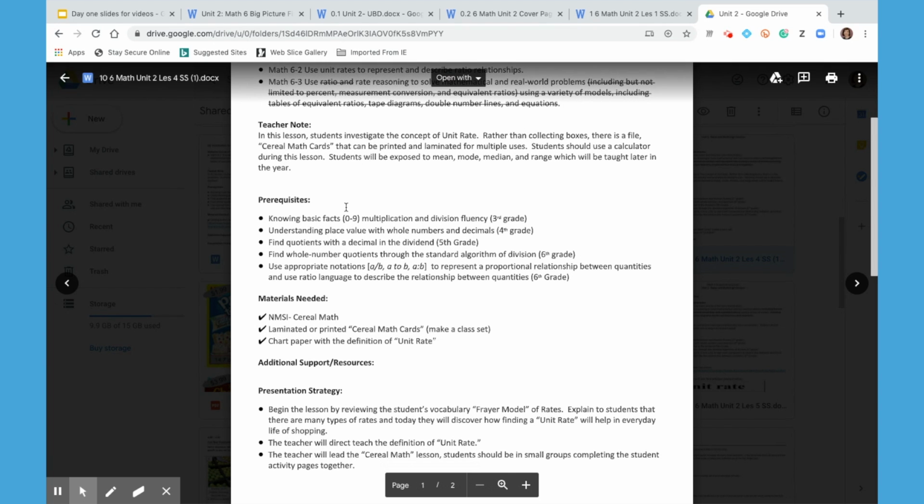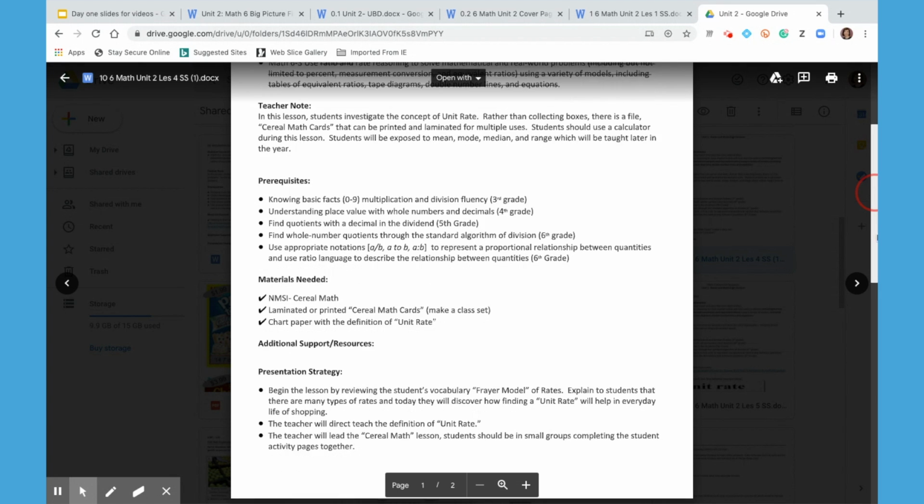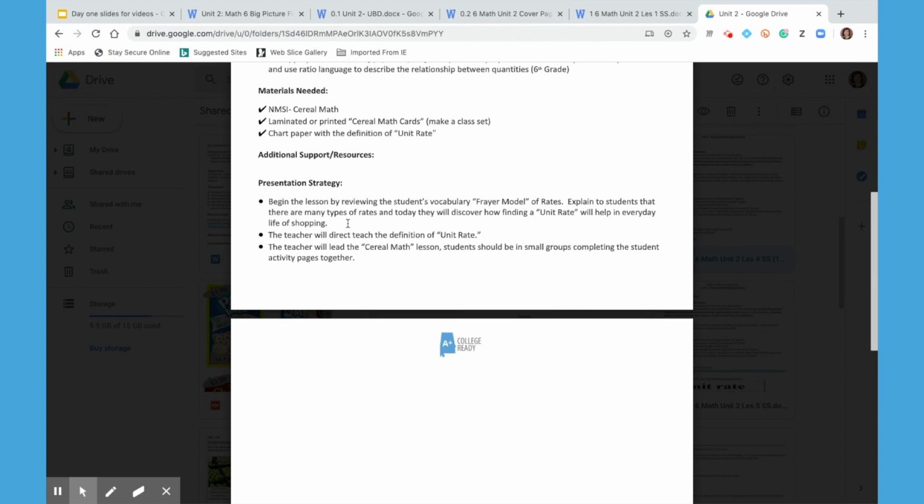And the teacher note: in this lesson, students investigate the concept of unit rate. Rather than collecting boxes, there is a file of serial math cards that will be printed. We have them on the Google Slides that will be available for you to use with your class also. And this is a presentation strategy.